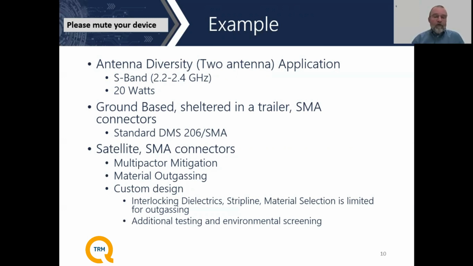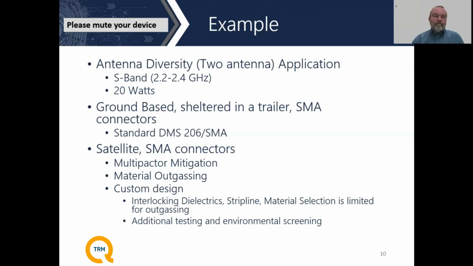So a whole variety of things here for a very seemingly simple application. Something that a lot of people would just think about, well, let's just put a power divider on and be fine. A lot of considerations need to be made depending on exactly where it's going.